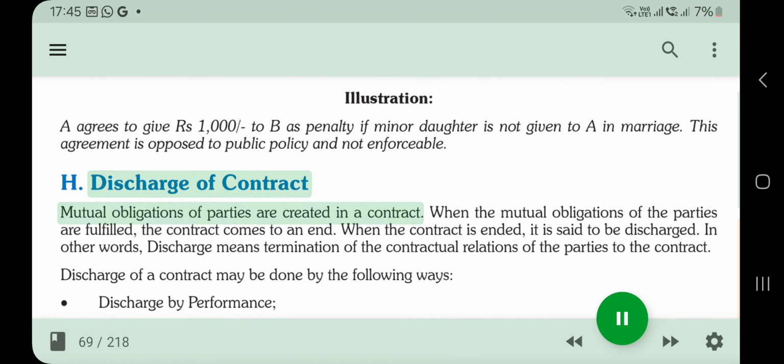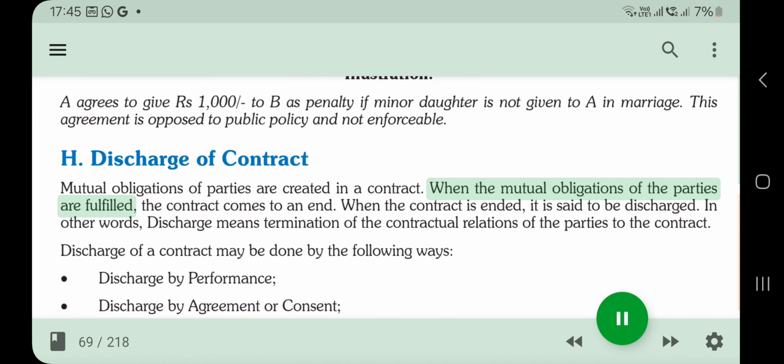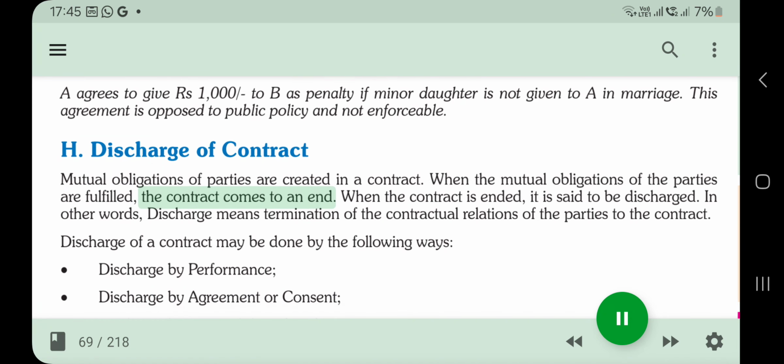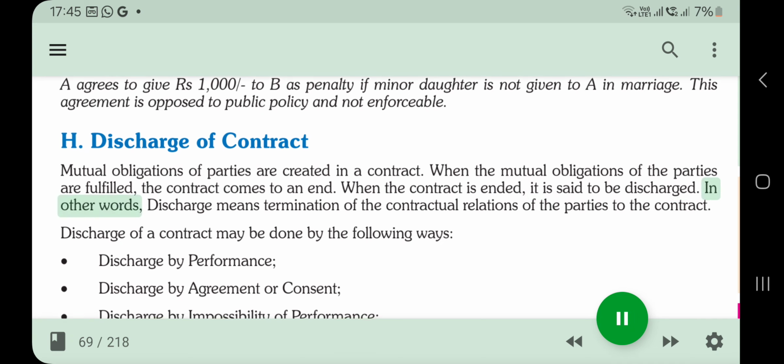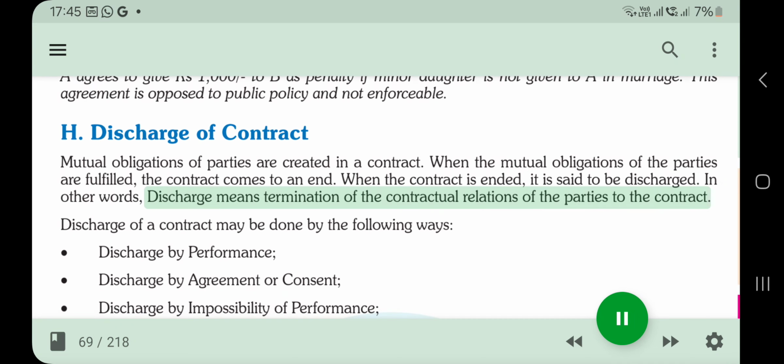H. Discharge of contract. Mutual obligations of parties are created in a contract. When the mutual obligations of the parties are fulfilled, the contract comes to an end. When the contract is ended, it is said to be discharged. In other words, discharge means termination of the contractual relations of the parties to the contract.